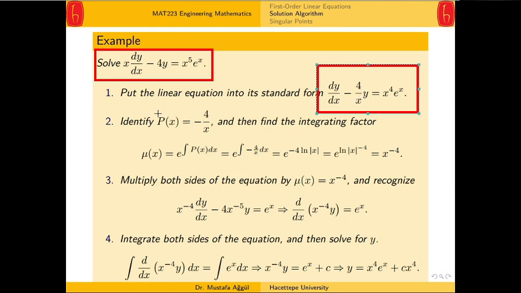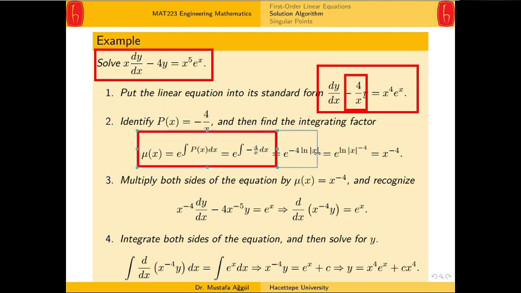Then we need to identify p of x, which is negative 4 over x in this case, the coefficient of y. You need to remember this negative sign because it's also included. So p of x is equal to negative 4 over x, and then we find the integrating factor by this formula: mu of x is equal to e to the integral p of x dx. We substitute p of x there, so this will be e to the integral of negative 4 over x dx.